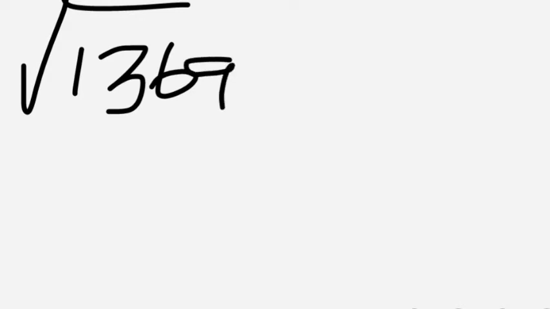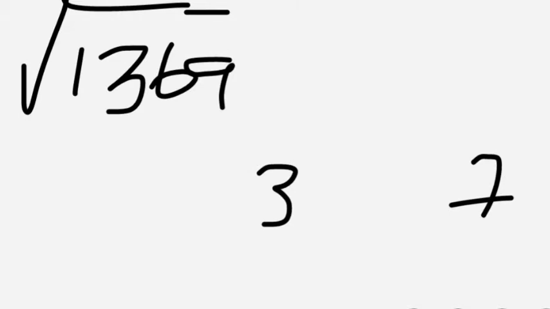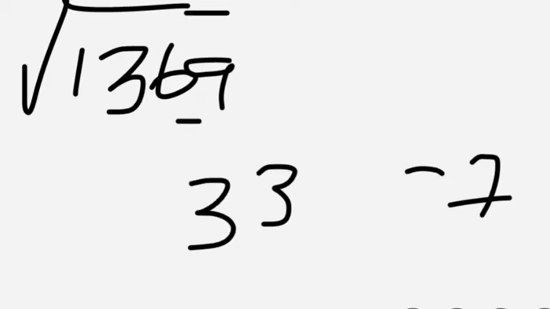Let's take another example to get a clear idea: the square root of 1369. The unit digit is 9, so we have possibilities 3 or 7. Since it is a square root, we leave the two numbers and go to the 13. 3 square is 9 and 4 square is 16. We do not take the big number, we just take the small number. So 3, and either 33 or 37.